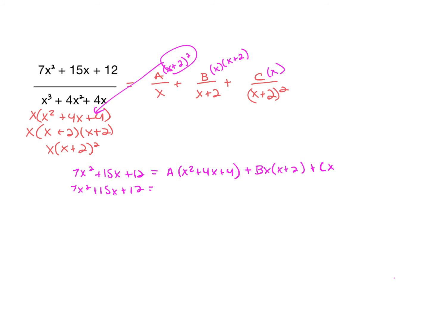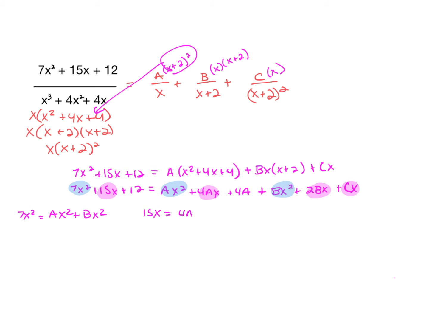Distribute the A. And the bx. And then we're going to group all the x squareds together. All the x to the first. And the constant. That's the one we can solve. So I get a equals 3.